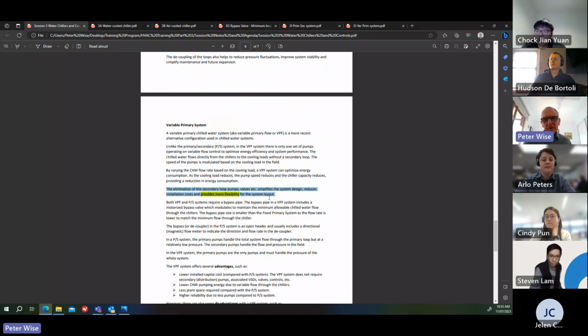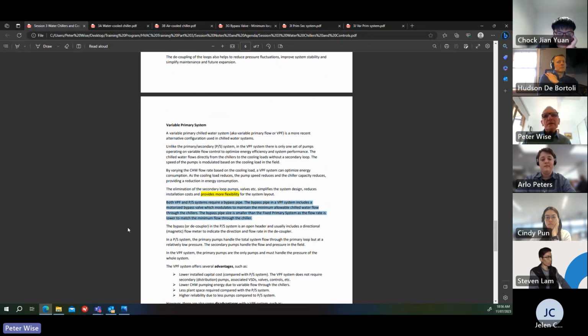So you've got less plant involved. Instead of having the secondary pumps, valves and controls, you don't have them. You've got primary pumps only. The control system does get a bit more complicated, but the actual equipment involved is less, and there's some savings there. So I've said both the variable primary and primary secondary require a bypass. In the primary secondary, the bypass is actually just a decoupler with a flow meter, but you need the motorised bypass valve for the variable primary.